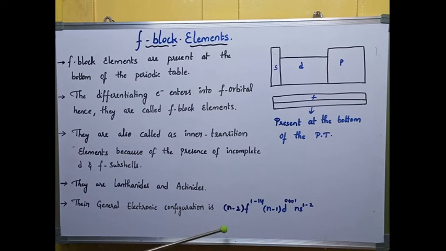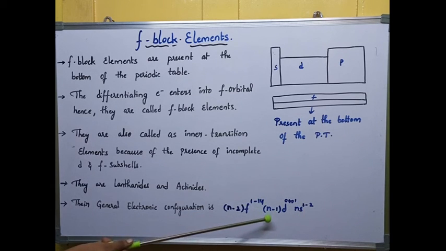You can observe the general electronic configuration: (n-2)f 1 to 14, (n-1)d 0 or 1, ns 1 to 2. So the F subshell consists of 14 electrons, and in this you can observe the d orbital, which consists of 0 electrons or 1 electron. That's all. And ns, you know, the s orbital can accommodate 2 electrons, so 1 to 2 electrons will be present in ns.